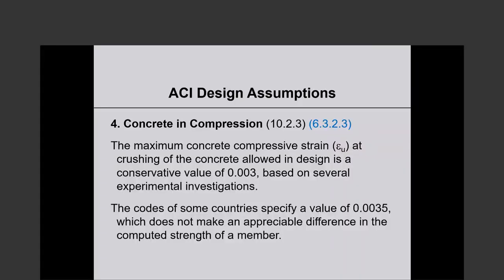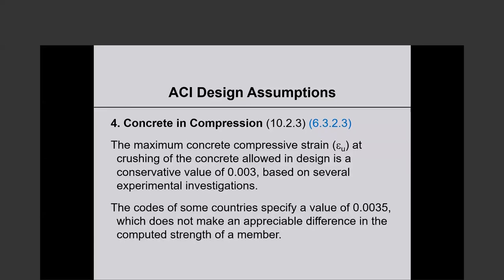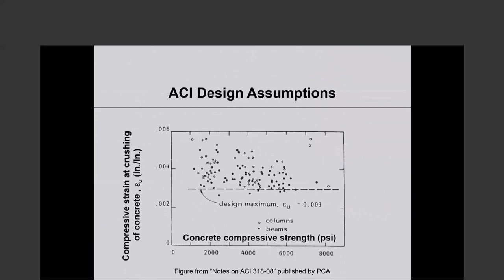Of some countries specify a value of 0.0035, which does not make an appreciable difference in the computed strength of a member. That's kind of important. 0.003 is not universally accepted. Some use 0.0035, but it doesn't make much of a difference in the computed value of flexural strength. This simply shows that the 0.003 that has been chosen by ACI 318 for adoption is a good lower bound value based on a lot of tests.